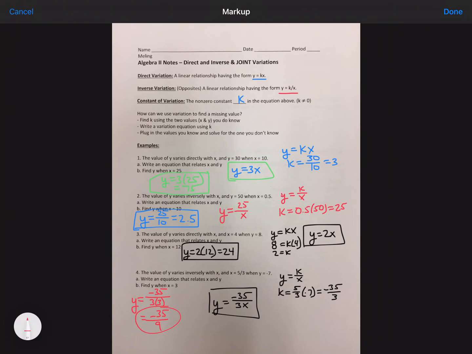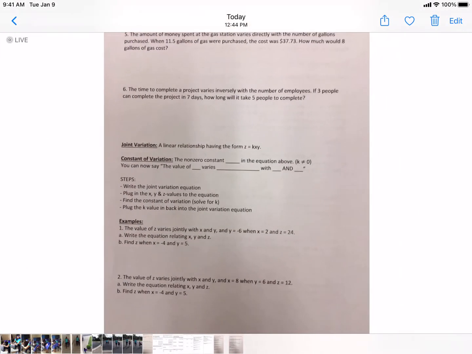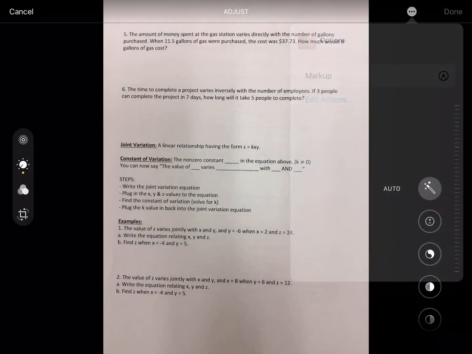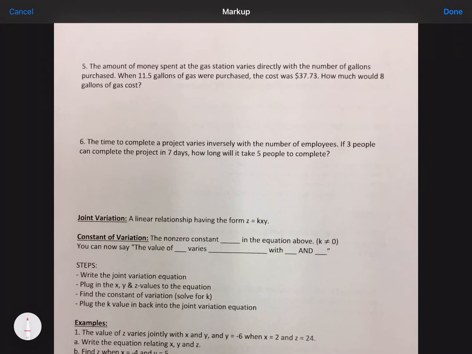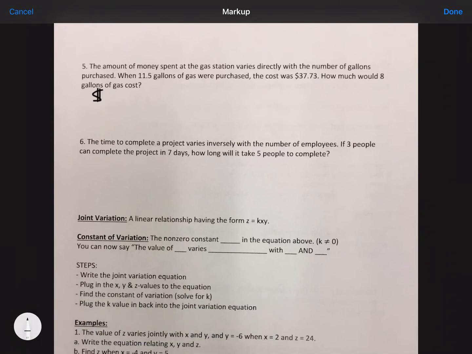So there's the front of our page. And now let's flip it over. Okay, so now we get into where we actually use these. The amount of money spent at a gas station varies directly with the number of gallons purchased. So we have amount varies directly with gallons: k times gallons.